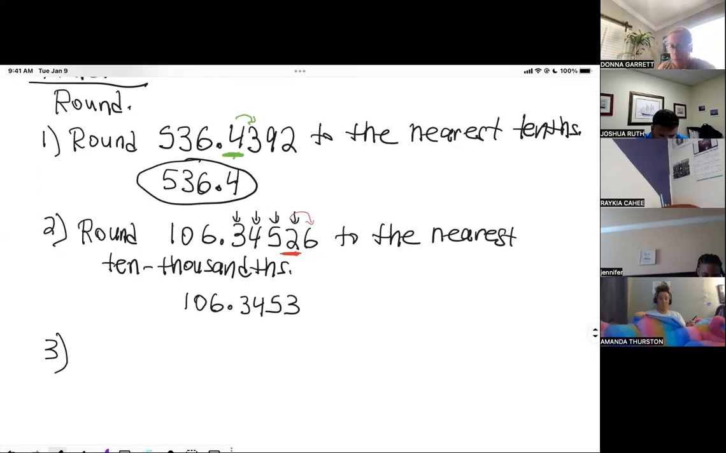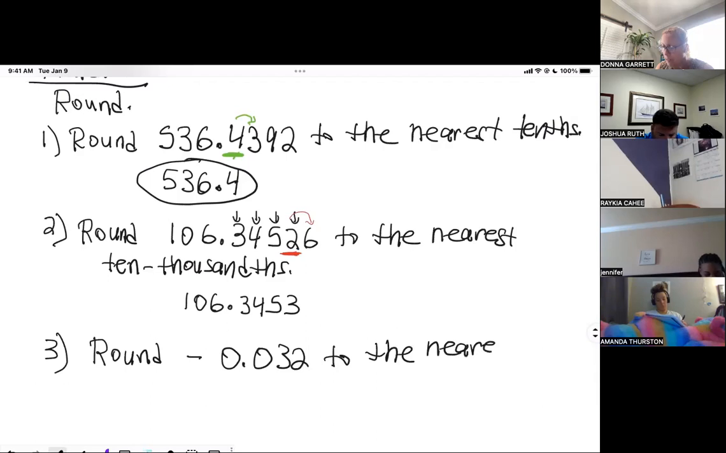Okay, I'm going to have you try one. Now, it's a negative number. It doesn't change rounding at all. Negative 0.032 to the nearest hundredths.